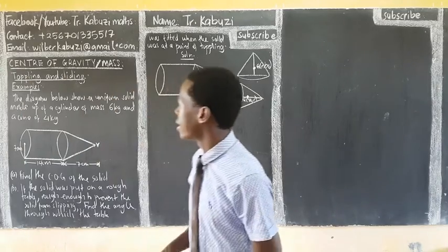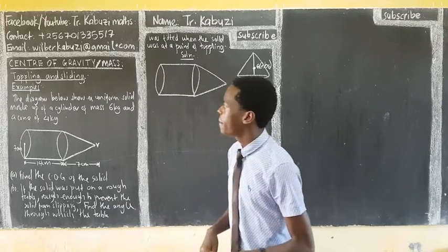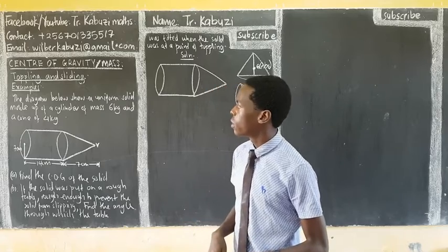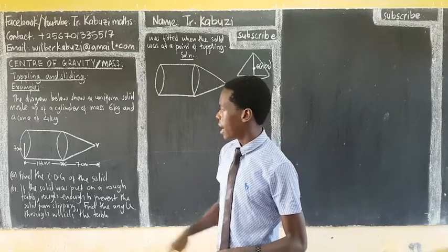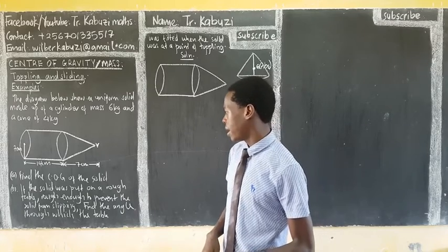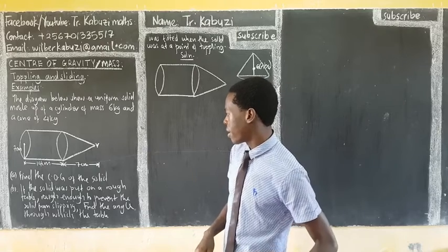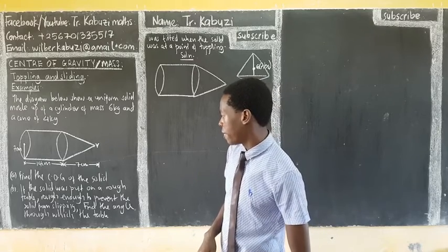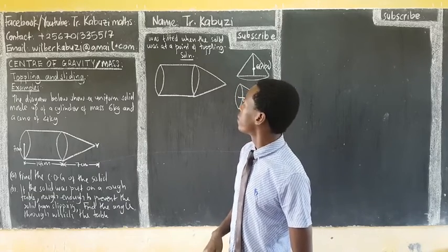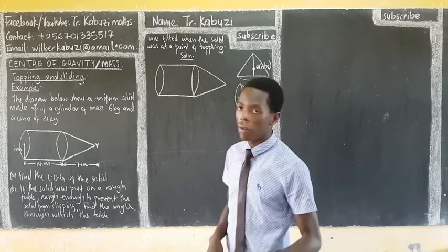Okay, let us see another example in toppling. That one video shows a uniform solid made up of a cylinder of mass 6 kilograms and a cone of 4 kilograms, as you see there. Find the center of gravity of the solid. If the solid was put on a table rough enough to prevent it from slipping, find the angle through which the table was tilted when the solid was at the point of toppling.